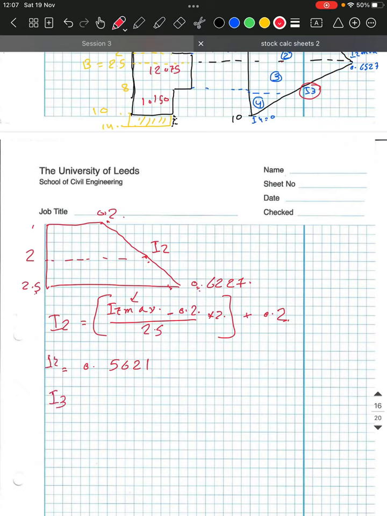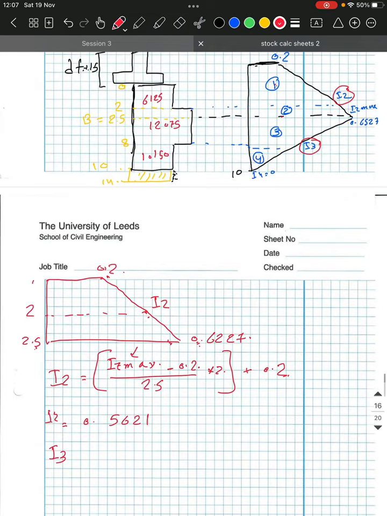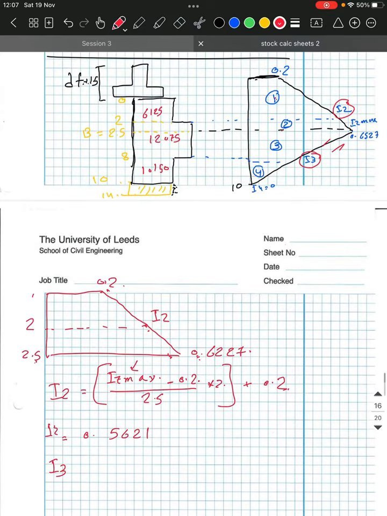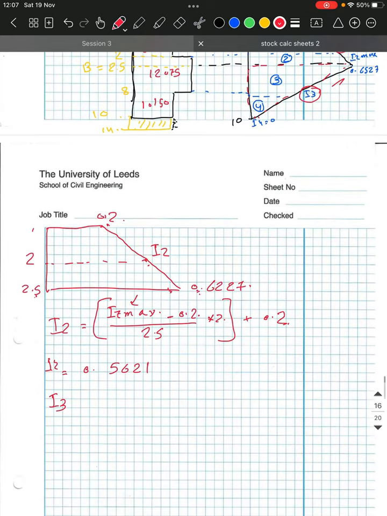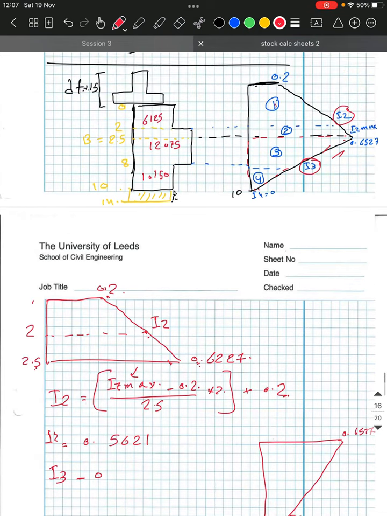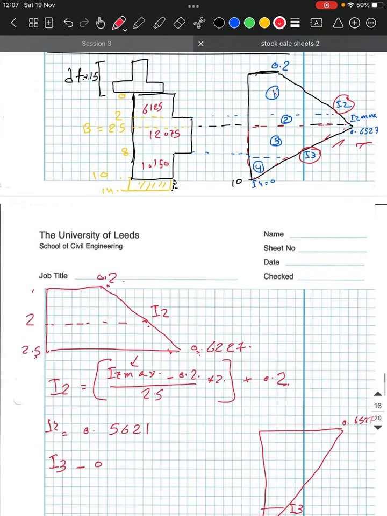And for I3, I'm going to take the triangle that's down here, triangles 3 and 4. First I took the trapezoidal shape, then I'm going to take the triangle. So, using similar triangles, it's going to be I3 minus 0. Let's draw it. It's going to be something like this. So I3 will be somewhere here, and this is 0.6527 because I'm taking till Z max here.